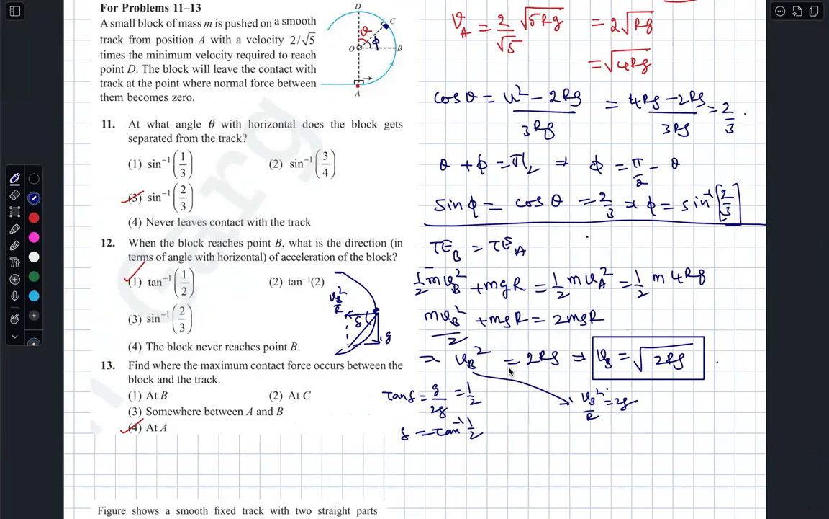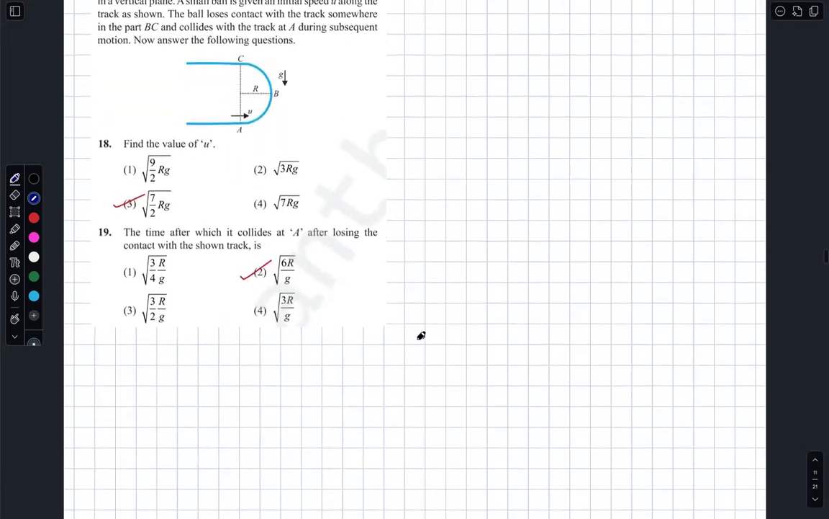There are 3 stages in the question. 13th question, I don't require. You know already. Normal reaction is maximum at A. But give me clarity. Have you understood? May I proceed for the next question? Right. We'll proceed for the next question.